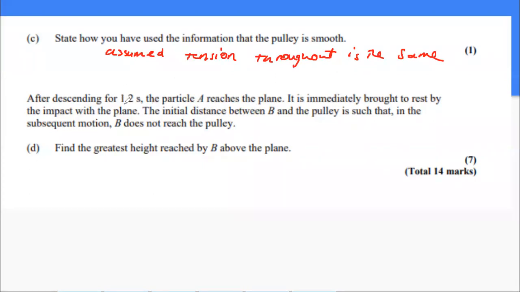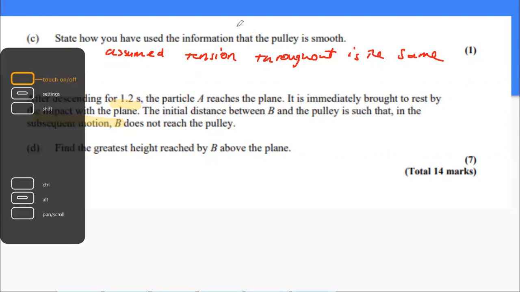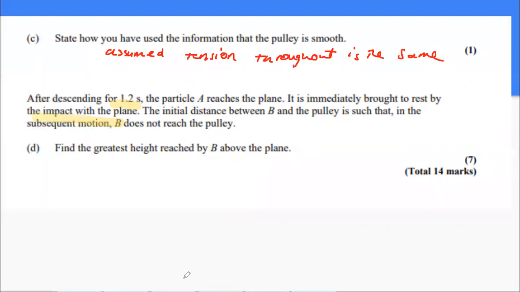It says descending, so particle A is moving down for 1.2 seconds. That then implies that particle B is moving up for 1.2 seconds, naturally. It is immediately brought to rest by the impact with the plane, so that means it reaches the plane. The initial distance between B and the pulley is such that in the subsequent motion B does not reach the pulley. So I'm going to quickly draw a diagram again.